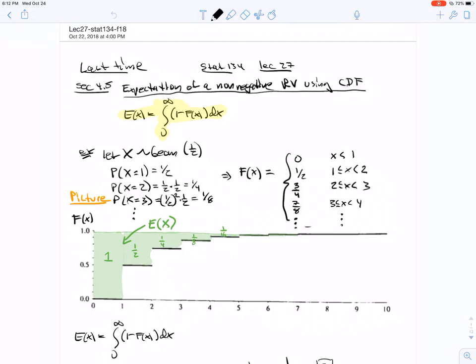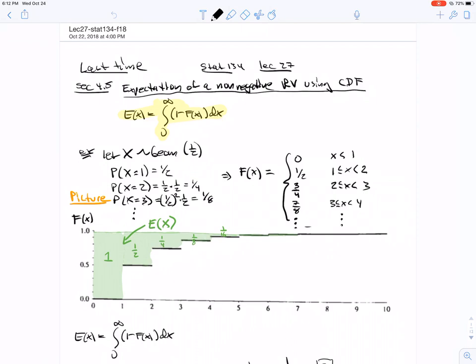An example of that is, say that X is geometric 1/2. So that means that the probability of X being 1 is a half, X being 2 is a quarter, X being 3 is an eighth, and so on. So then you can see that the CDF is 0 for x less than 1, 1/2 between 1 and 2, 3/4 between 2 and 3, and so on.